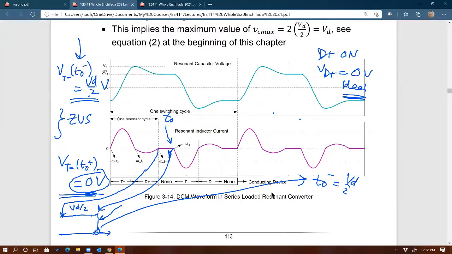Does that make sense to you? Because it's a step from VD over 2, and it has to drop to 0 after it's conducting, after it's turning on. Does that make sense to everybody here?